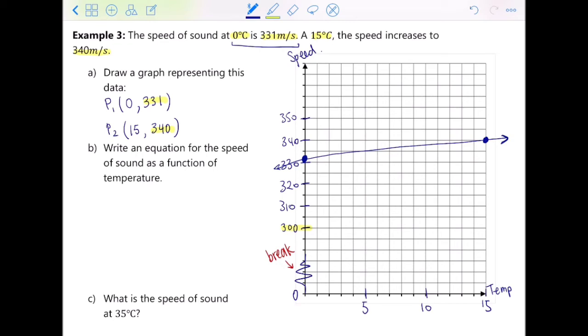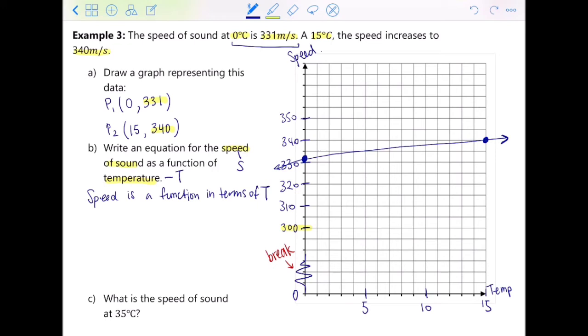So let's take a look at part B. Write an equation for the speed of sound as a function of temperature. So we have 2 things here. Speed of sound as a function of temperature. So function of temperature means speed is going to be a function in terms of temperature T. So let's say S for speed and T for temperature.